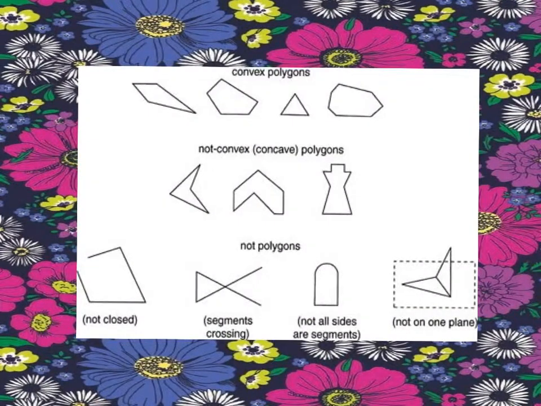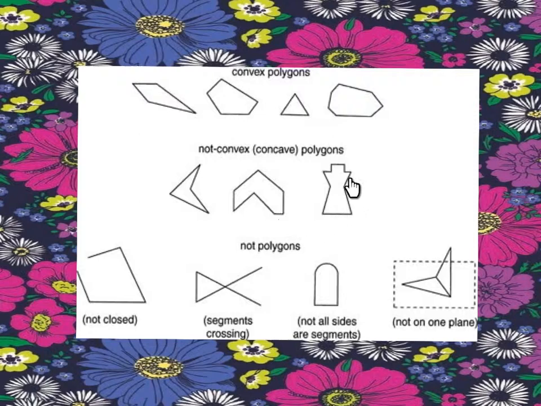A polygon is a closed plane figure with at least 3 sides that are segments. The sides intersect only at their endpoints and no adjacent sides are collinear. So here's a review of what a convex polygon would look like. Here, notice that it's a closed plane figure with at least 3 sides. So here's one figure with 3, a triangle, and as long as it has 3 sides or more, it is considered a polygon. And we're going to be focusing on convex polygons, not concave ones.